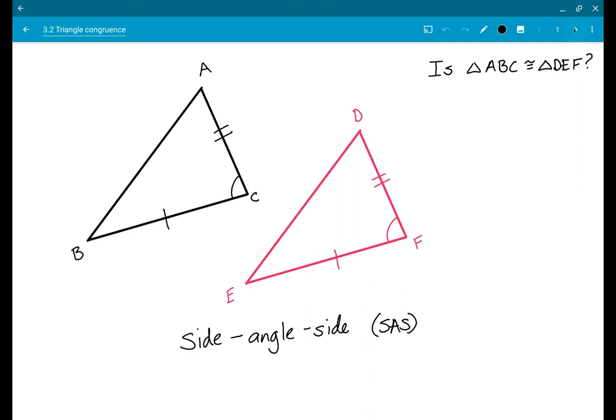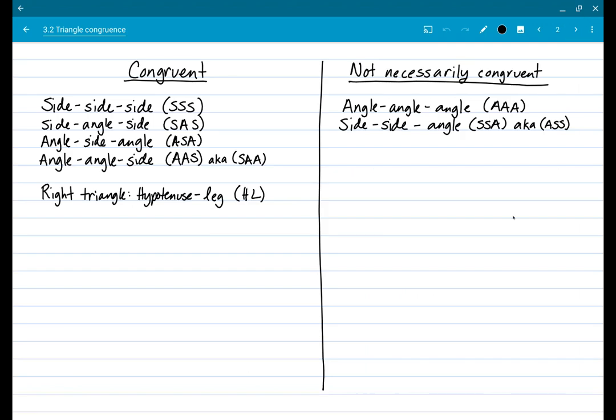There are a number of these that will make a triangle congruent, and there are a few that will not make a triangle necessarily congruent. So here's a list. I would recommend writing this someplace that you can access very frequently as we go back and forth to this list throughout the unit.